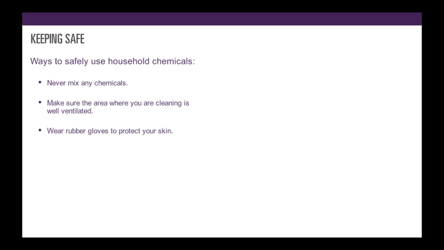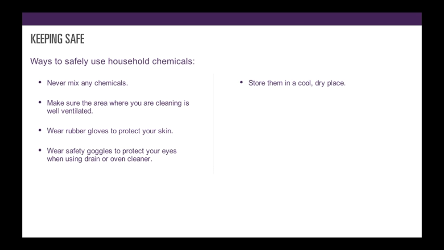When using drain or oven cleaner, wear safety goggles to protect your eyes. Store household chemicals in a cool, dry place. They should not be near flames. Make sure they're stored in a way that prevents them from falling over and spilling. Wash your hands when you're done using them. If any chemicals are on your hands, you could accidentally spread them by touch or in food.